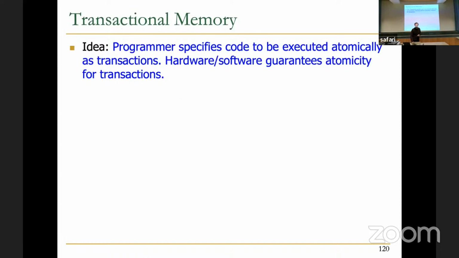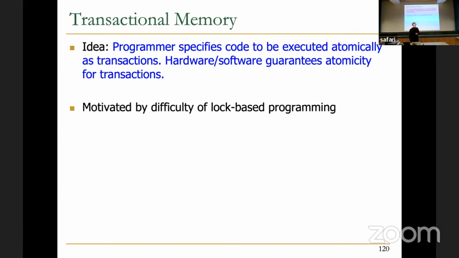The idea here is that the programmer specifies code to be executed atomically as transactions, and the hardware and software guarantee atomicity for transactions. So you have a piece of code, transaction begin, transaction end, and then another piece of code, transaction begin and transaction end. The programmer assumes that this will be executed atomically. It's the system's job, hardware and software, to ensure that either the entire transaction is executed or none of it is executed. That's what atomic means. And this is nice because this is what you want in a critical section, right? Either you execute the entire critical section or none of it. This gets rid of a lot of issues with lock-based programming.